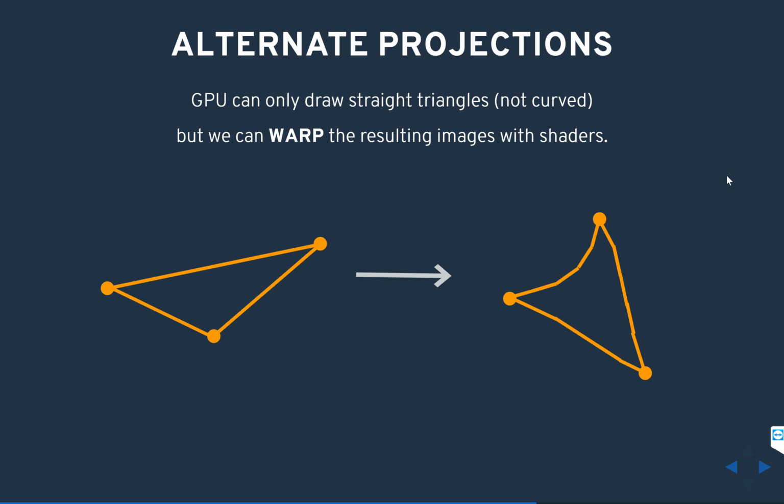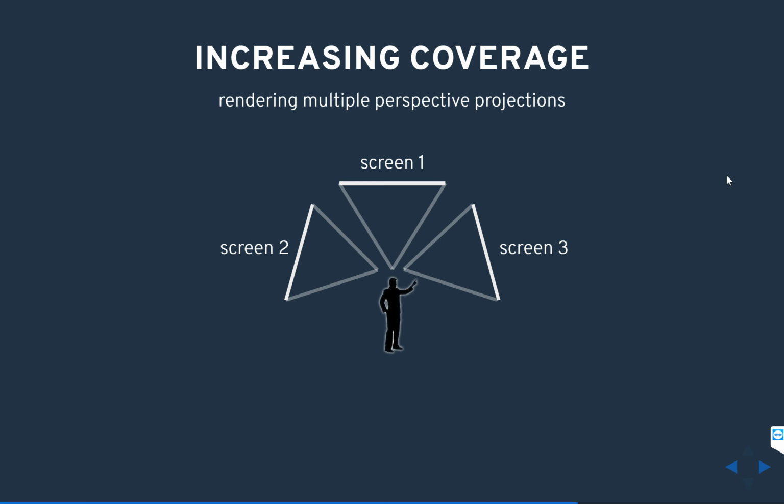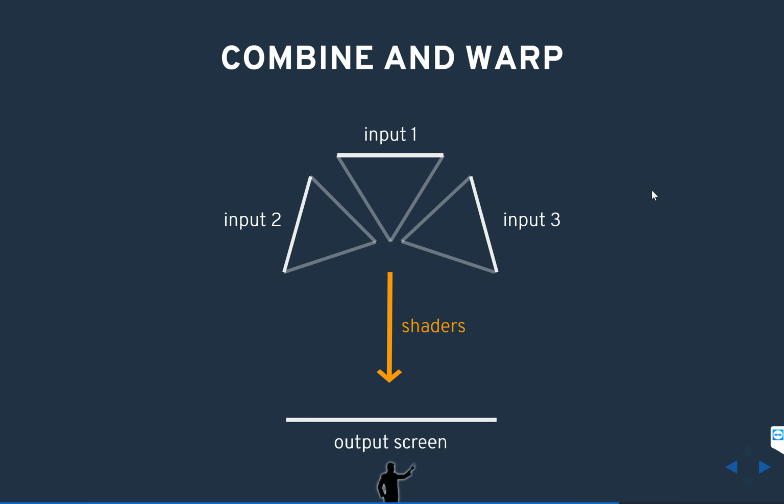But we can't just render one view. If we wanted to cover the space around us, we have to render multiple views at once. And in this picture, we're just rendering 3 to cover partial space. Once we do that, we can combine these with the shaders to produce this output screen. That's essentially what we're trying to do here, combine all those rendered images into a single one. Because this is the limitation of the GPU. We have to render these straight triangle type things.